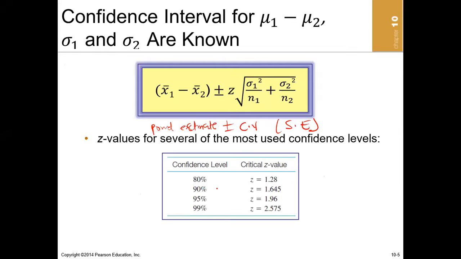So these are our confidence levels. When we are doing a confidence interval, it is two-tailed. So 80% confidence level goes with a Z of 1.28. 90% goes with a Z of 1.645. 95% goes with a Z of 1.96. And 99% goes with a Z value of 2.575.